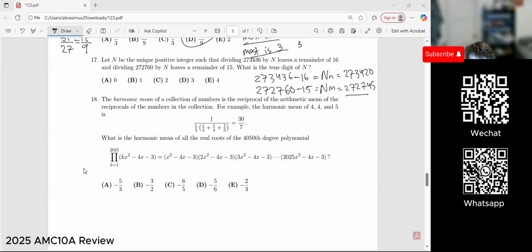Now here, this notation, I'm super glad that they put this notation on the test. This means that we are adding up or multiplying each of these values from k goes from 1 to 2025 of k times x squared minus 4x minus 3. Now, I want to talk about something called Vieta's formulas.